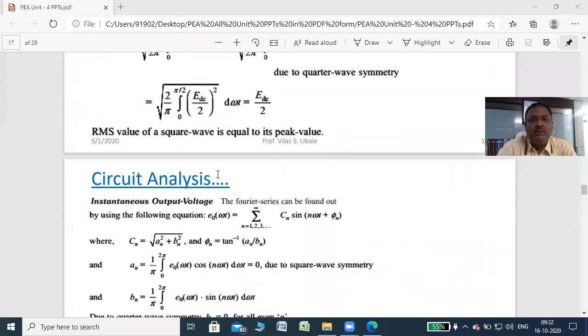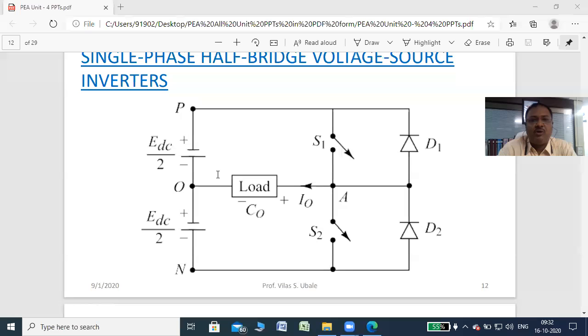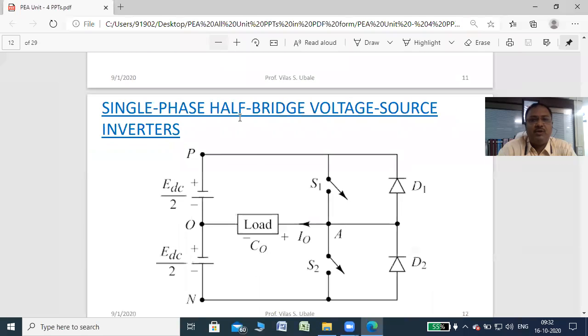Okay, so in this particular circuit, if the R load is replaced with RL load, how the circuit will work, that I will explain in short, and then we will go for the full bridge. Here the circuit consists of two batteries, two switches, and two diodes. Now in this circuit, diodes are required. Without diodes, this circuit will not work properly. Your current may be discontinuous, so you require the diodes, right?